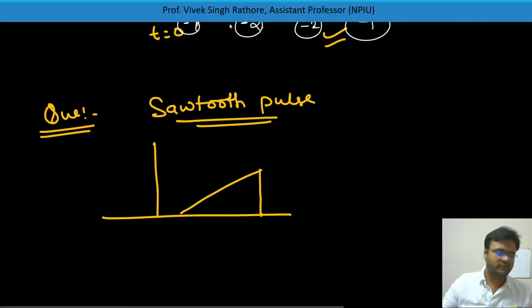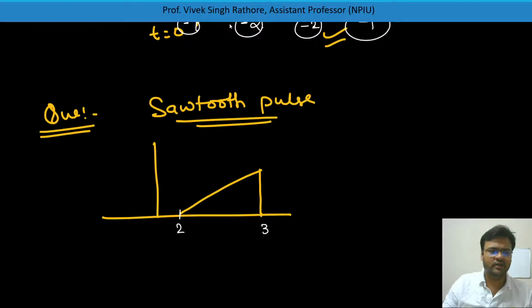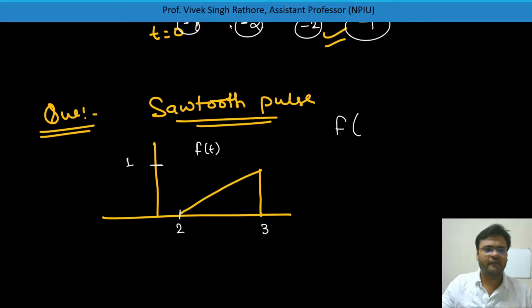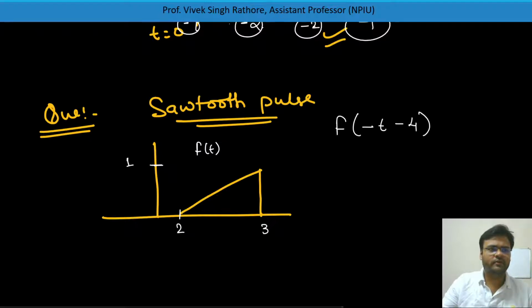So these values are, let's suppose this value is 2 and this value is 3, and the magnitude is 1. This is our f(t) signal. Now the question is, if this is f(t), you need to calculate f(-t-4). Okay, this you need to calculate. So how can we do it?